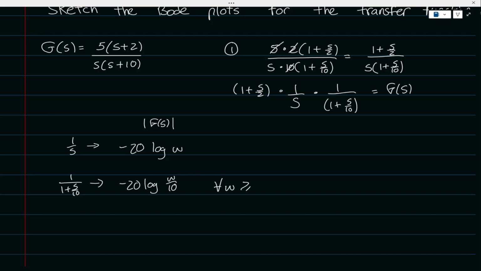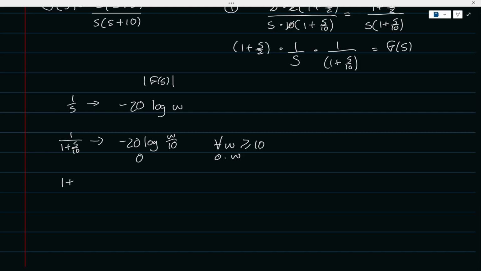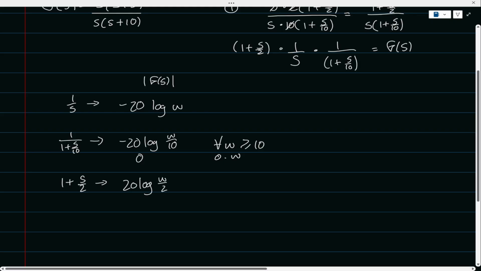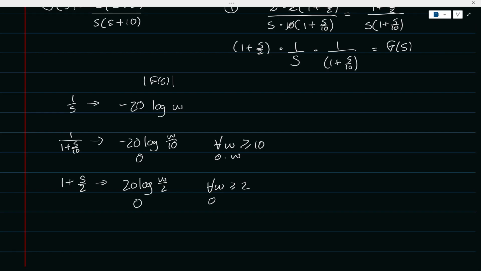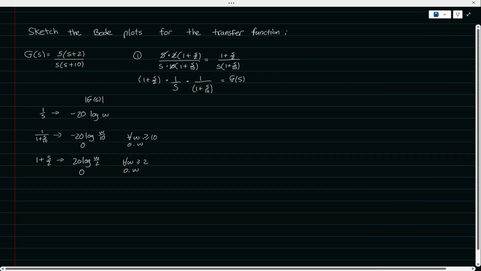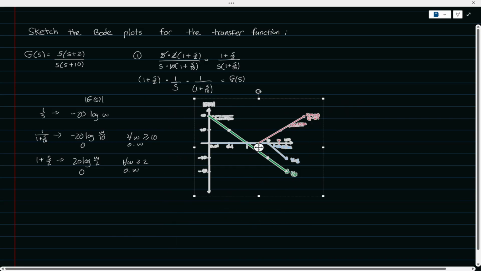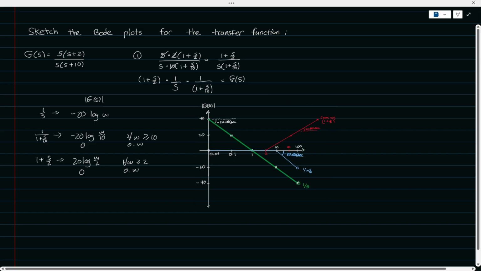So I'm just writing it down so that we could graph it after. And then it's 0 otherwise. And lastly, we have 1 plus s over 2, which gives us 20 log of omega over 2 for all omega greater or equal to 2, and then 0 otherwise. Okay, so from here, we can start sketching the magnitude Bode plot. I prepared it in advance, so I'm just going to copy paste it so it's neat and I don't have to draw it out completely, but it's not done.